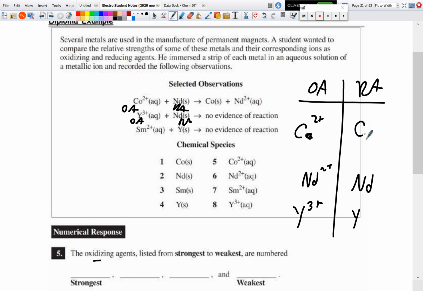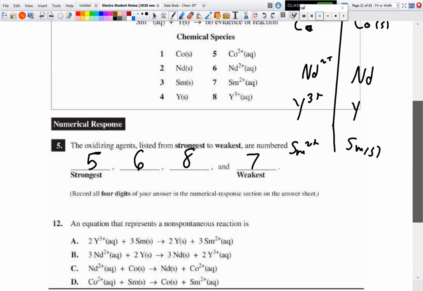Nd2+. I'm just filling these in as we go, because Co2+ is going to turn into Co solid, right? Nd2+. And then finally, last but not least, the last one we got Y solid, which is right here, my reducing agent. No evidence of reaction. That means my Sm2+ needs to be down here, which means the oxidizing agents from strongest are Co2+, followed by Nd2+, followed by Y3+, followed by Sm2+. So we get that.